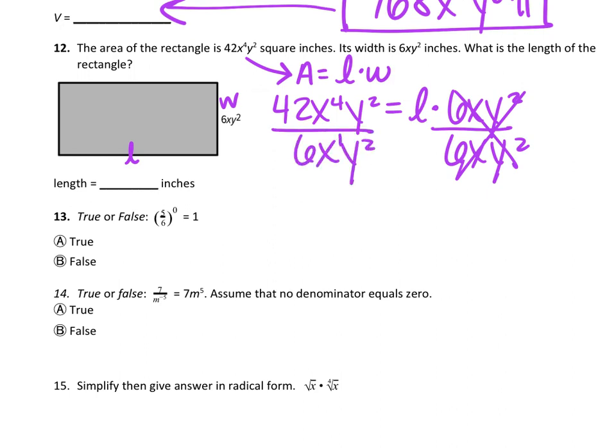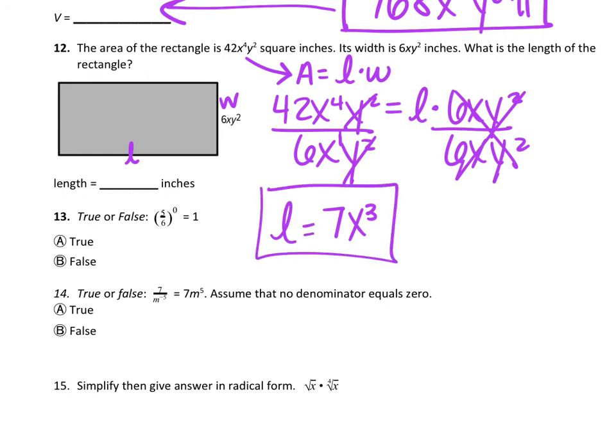Remember, you could put a 1 on the x if you like. 42 divided by 6 is 7. Subtract our exponents, x to the third, and y's will cancel out. So your length is 7x to the third.